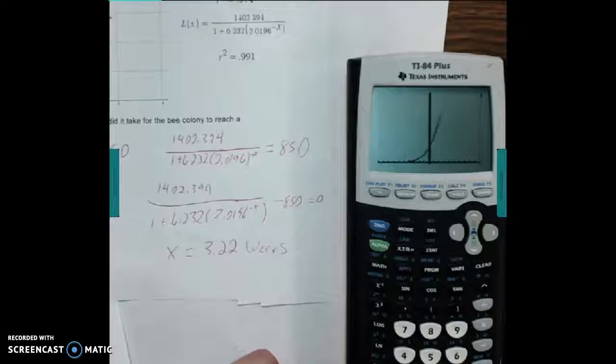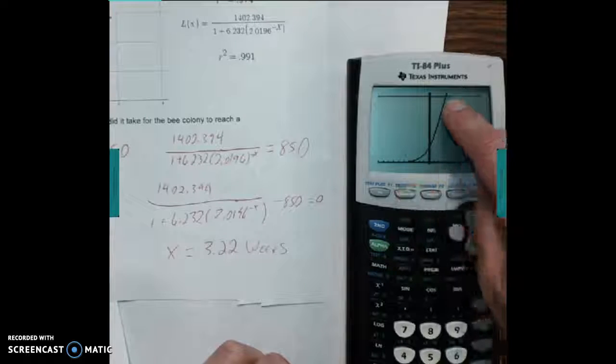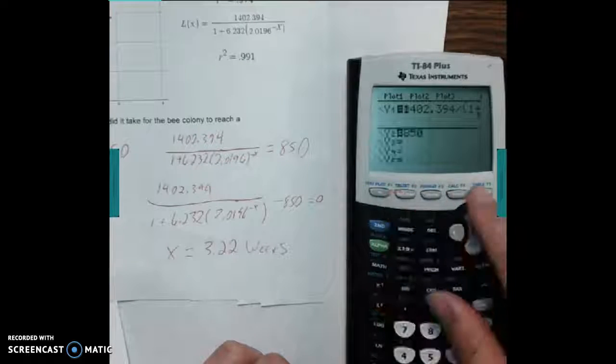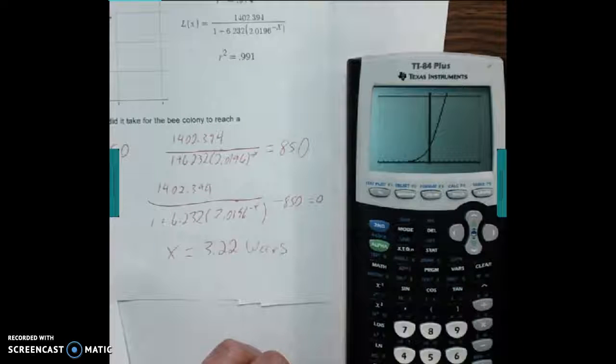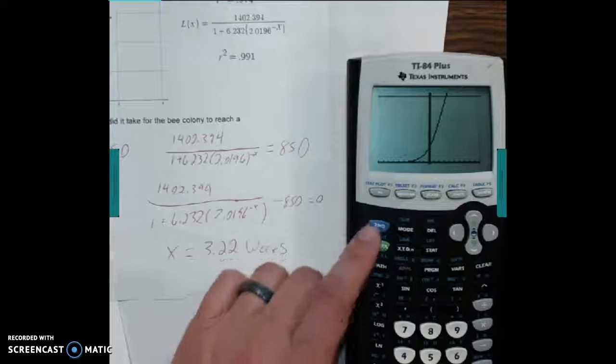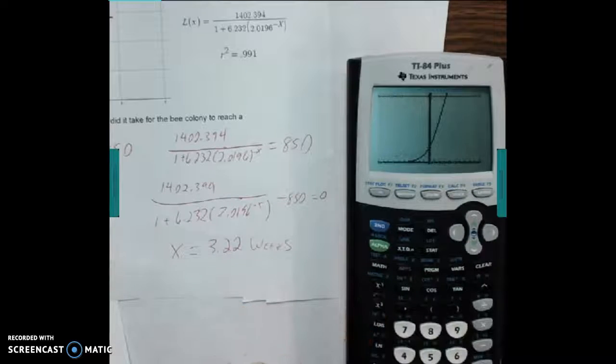I can see the logistic function, but I cannot see where they intersect, so I'm going to go to the window. Oh, no, I can't see where they intersect right there. Right? And so, since I can see where they intersect, let's go ahead and say second trace, intersect, 1, 2, 3. X equals 3.22 again, just like the solver told me.